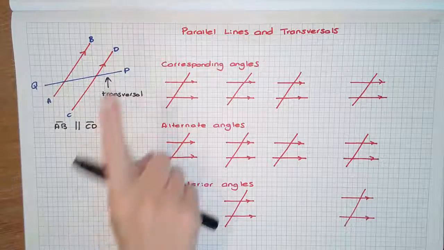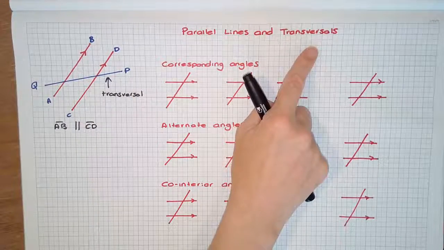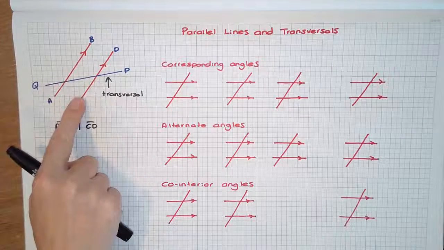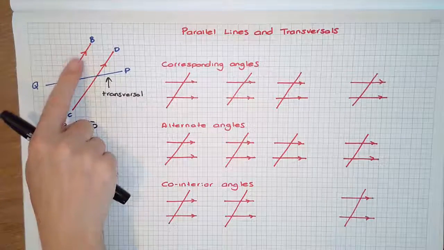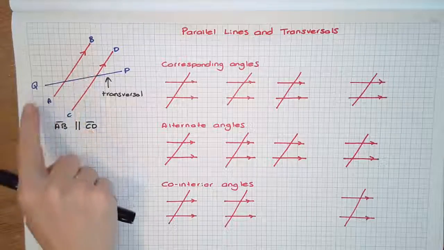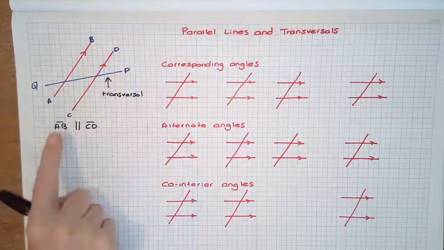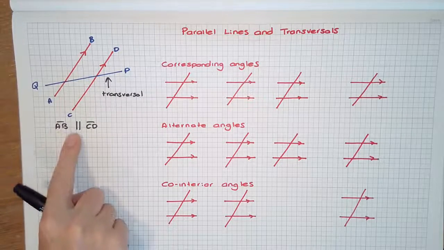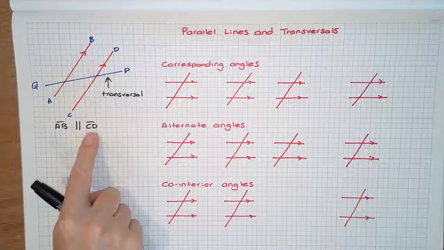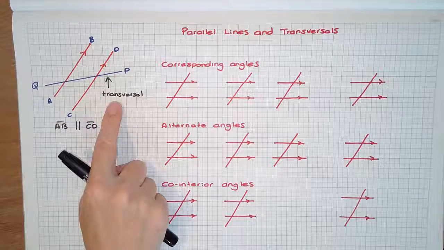In this video, we're going to have a look at parallel lines and transversals. I've drawn two parallel lines and I've indicated that they're parallel by using arrows. A transversal crosses the parallel lines. We say that line AB is parallel to line CD, and I've labelled the transversal QP.